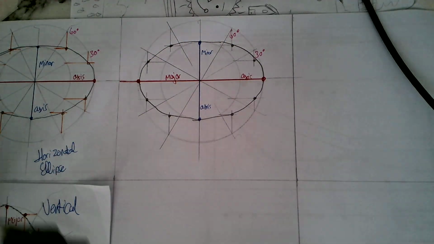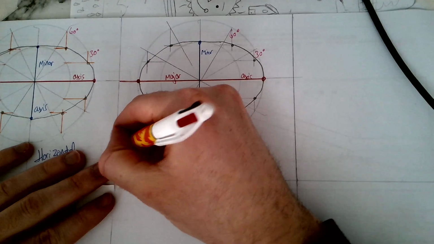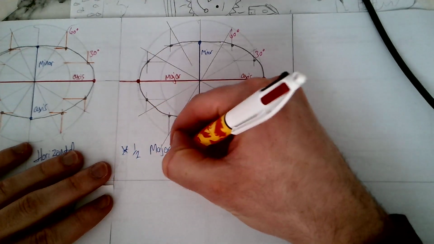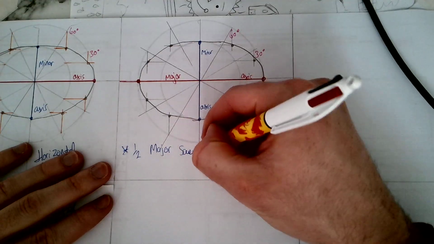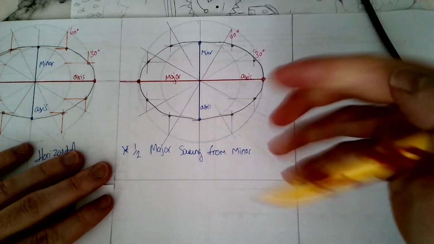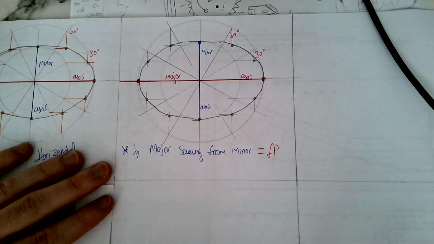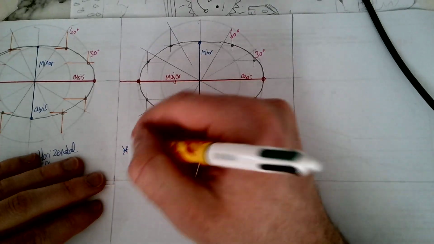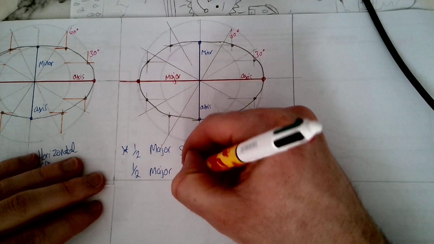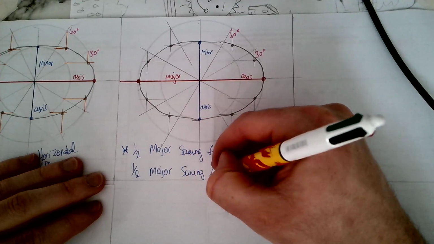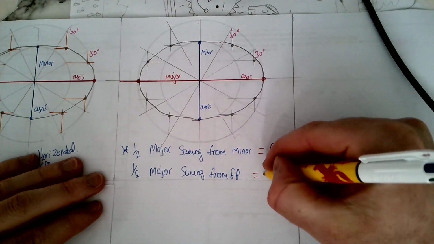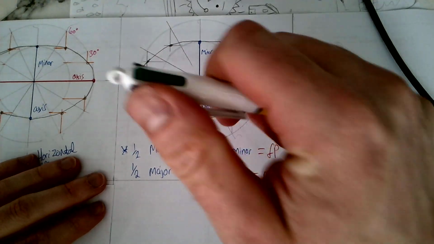So, to get our focal points, we're going to write it again down below. Half major, swung from minor, equals FP. FP stands for focal points. Now, we're also going to say half major, swung from FP, which again is focal points, equals minor.